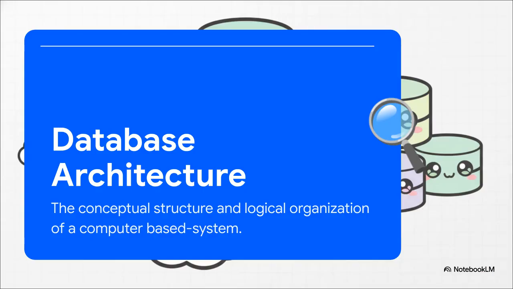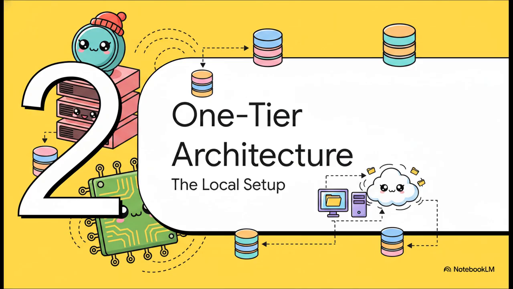All right, let's kick things off with Section 1, the core of database systems, laying the groundwork. So in this context, database architecture is the conceptual structure and logical organization of a computer-based system. Basically, it describes the precise connectivity between the database itself, the application program used to access that data, and you, the user, who's manipulating it. How these elements are logically separated, or grouped together, dictates the entire tier system we're about to explore. And honestly, that connectivity determines everything from how fast an app runs to how secure your personal data is from hackers. It's absolutely crucial.